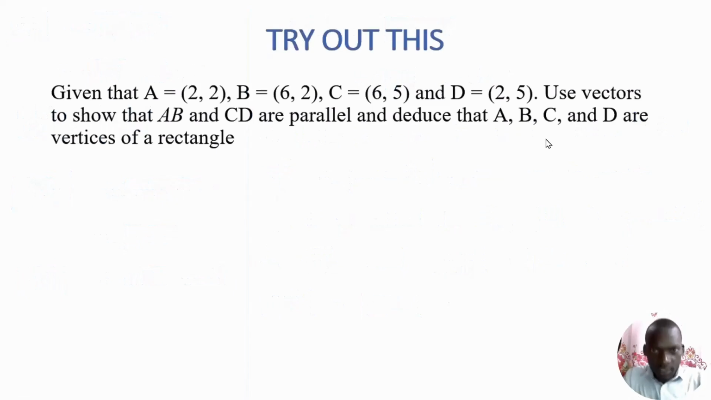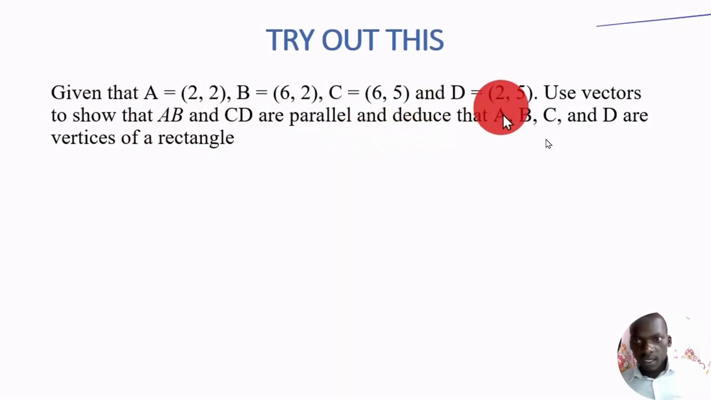There is this trial question. It reads: given that A is that, B is that, C is (6, 5), D is (2, 5), use vectors to show that vector AB is parallel to vector CD, and that A, B, C, and D are vertices of a parallelogram. So try it and drop your answer in the comment section.